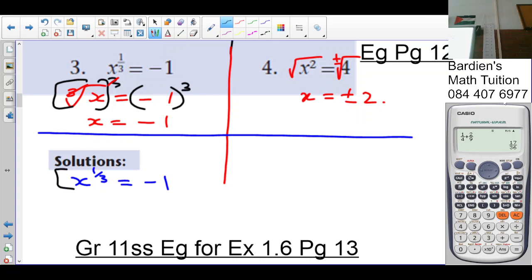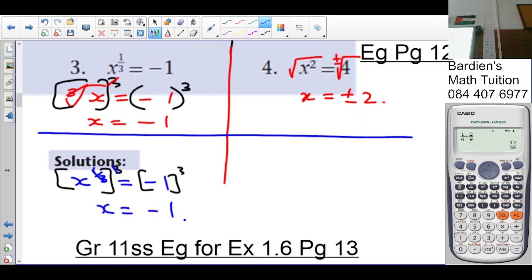So what exponent should I raise this to, to get rid of that exponent? 3, 3 over 1. And that's also 3 over 1 on this side. So that is cancelled, so that gives us x equal to negative 1.